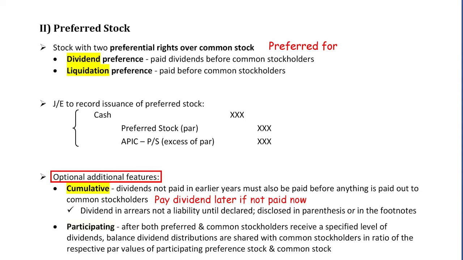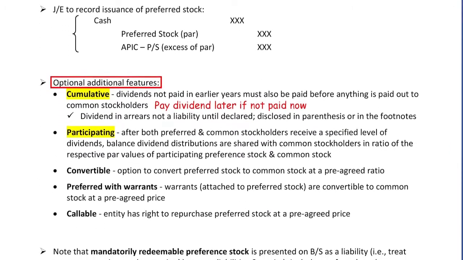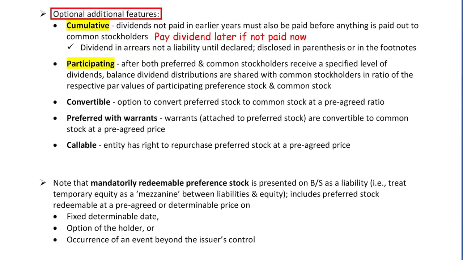Next, participating. So if it's participating preferred stock, after both the preferred and the common stockholders receive a specified level of dividends, the balance of the dividend distributions are shared between the participating preferred stockholders and the common stockholders in ratio of their respective par values. So right there, share the excess dividend.